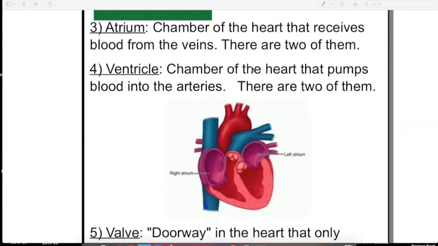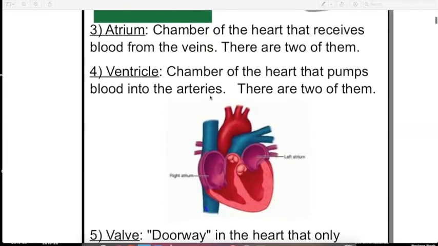A ventricle is the chamber of the heart that's going to pump blood to the arteries. So this space here, these are the ventricles. So how's your heart going to work? The veins collect all the blood, in this case from the body. So all your different body systems who use the oxygen in your blood give off carbon dioxide. Now we have blood full of carbon dioxide.